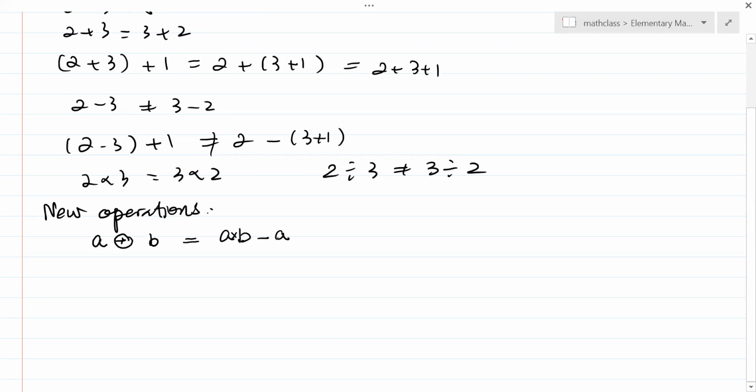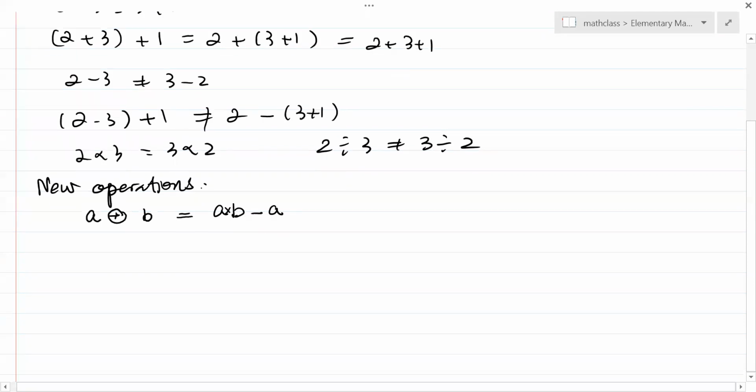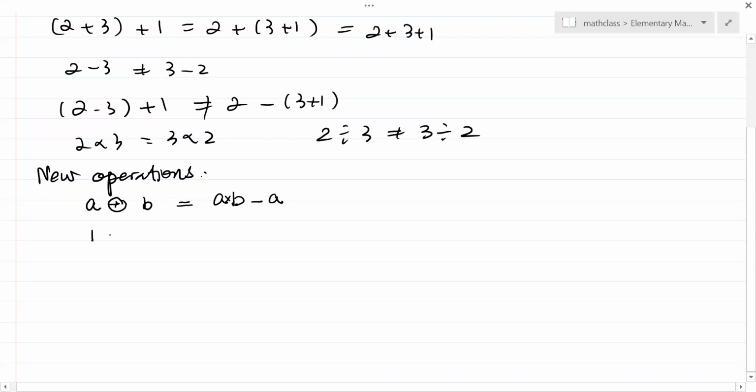Here times and minus are the usual operations we are familiar with. That's called the new operation. So we define A circle plus B equals A times B minus A. Let's compute. What is 1 circle plus 2? In the place of A, you put a 1, and in the place of B, you put a 2. Then you multiply this out. It's going to be 1 times 2 is 2, 2 minus 1 is 1. So the answer is 1.